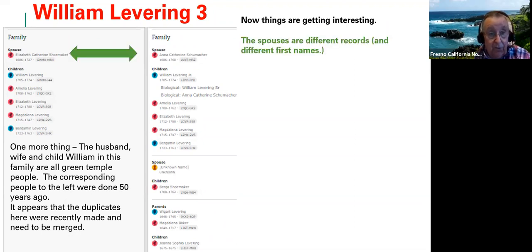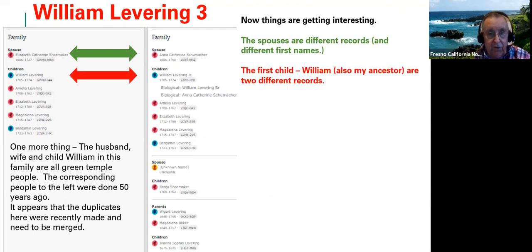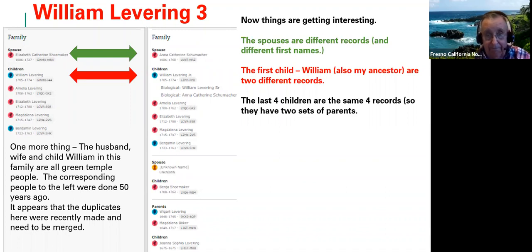These spouses don't agree. They're not the same record. And I'm going to have to decide what to do about the name, assuming they're the same person. And they have different death dates. They have the same birth year. And then the first child, William, is the other problem. There's two records for him. The dates agree, so they're most likely really him. He's my ancestor, so he needs to be fixed. But we won't fix him till we fix mom.